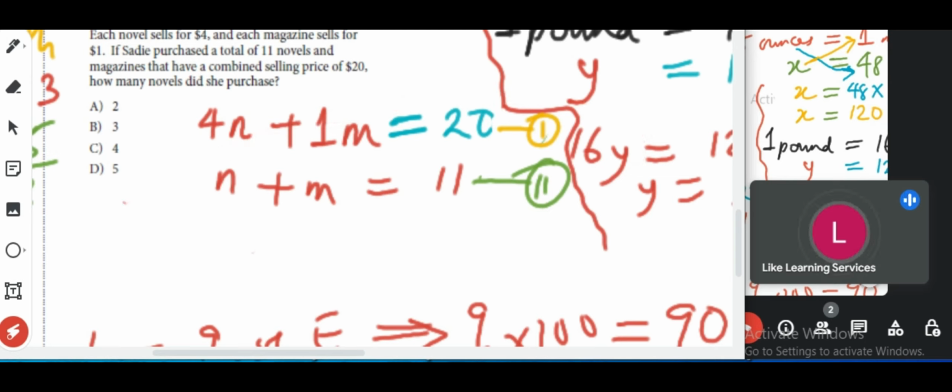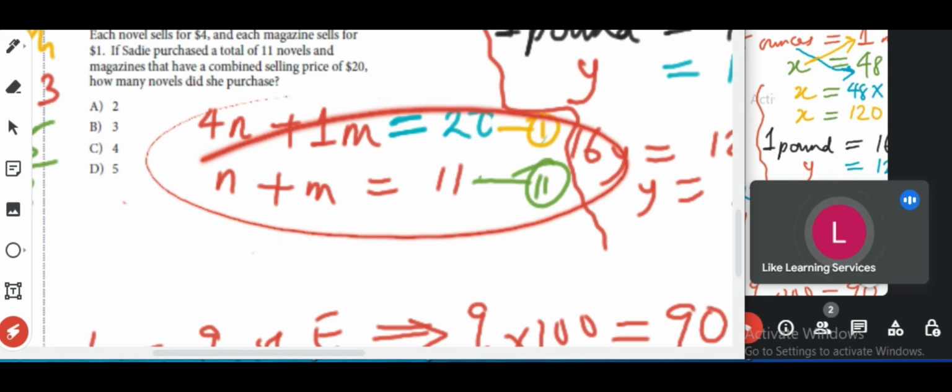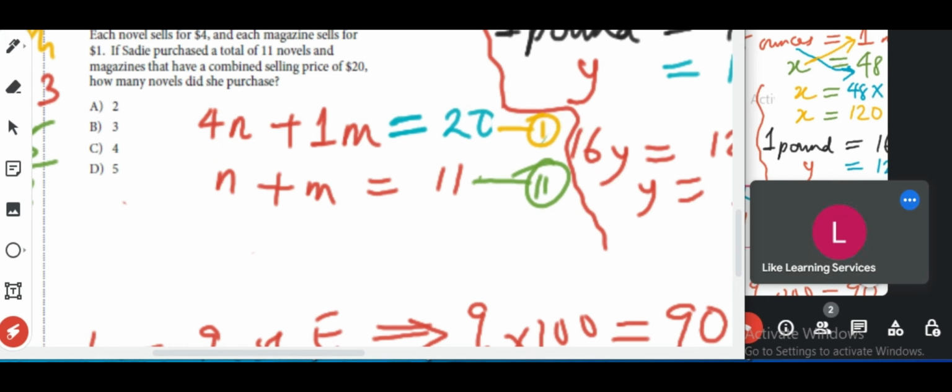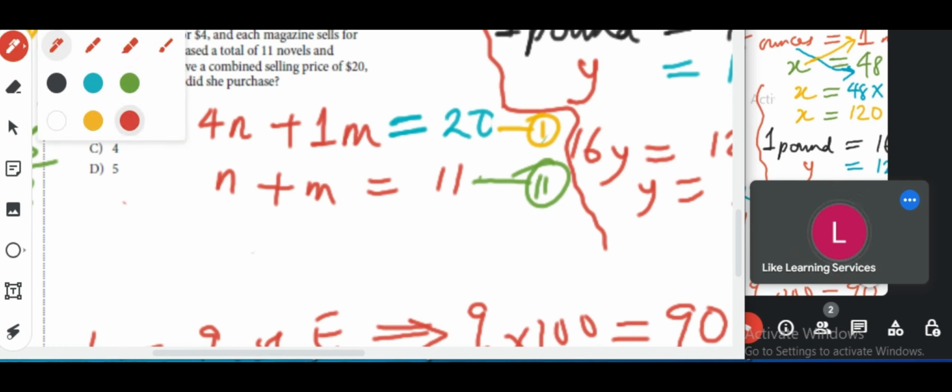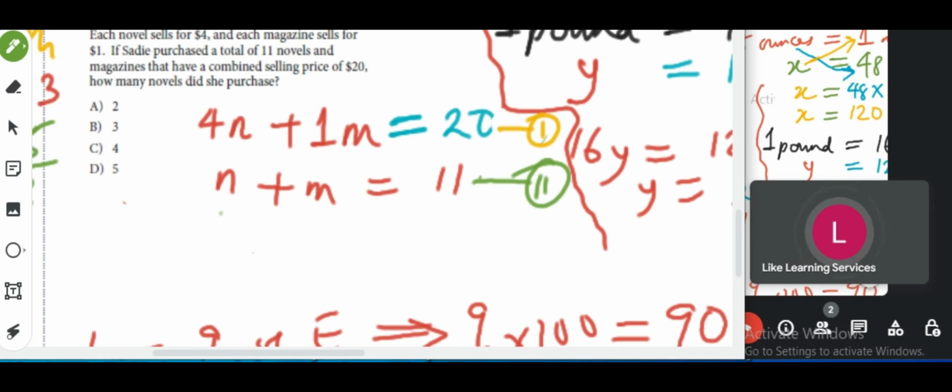What we're basically going to do is solve this simultaneous equation, and it's very easy. Can you make n the subject of the formula and put it into the other one? How do you do that? Let n stand alone, so n becomes what? The m will go over to the other side. This m goes over to the other side, and n becomes 11 minus m.